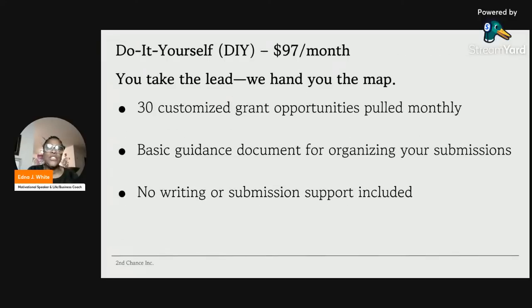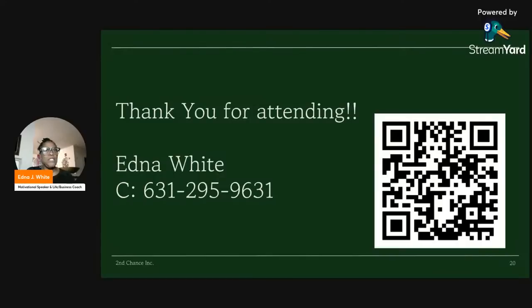And the last one is do it yourself. It's $97. You take the lead. We hand you the bat. 30 customized grant opportunities pulled monthly. We provide basic guidance documents for organizing your submissions, and no writing or submission support is included. That's $97 a month.